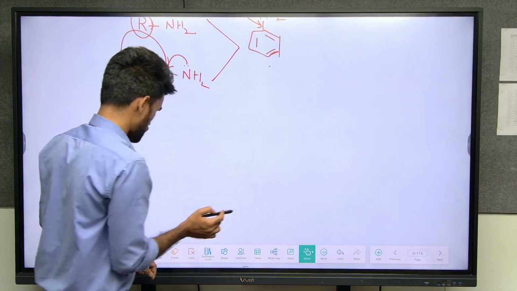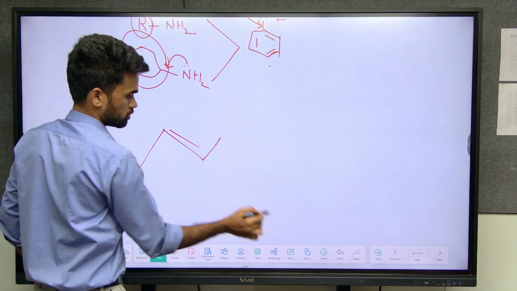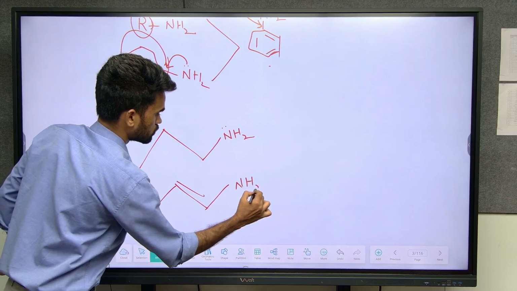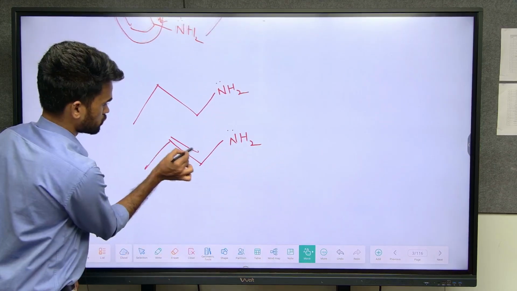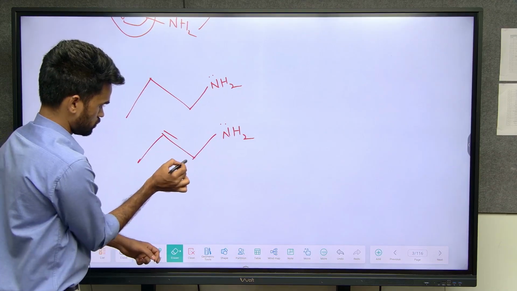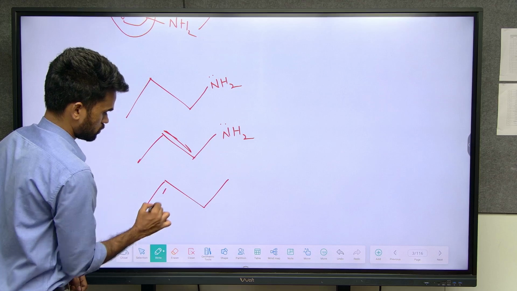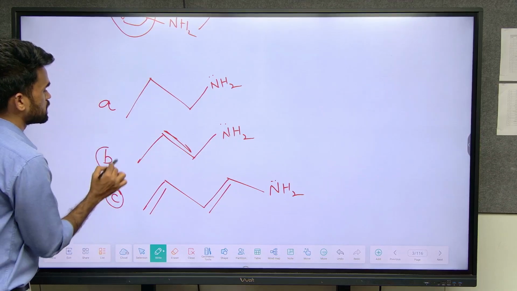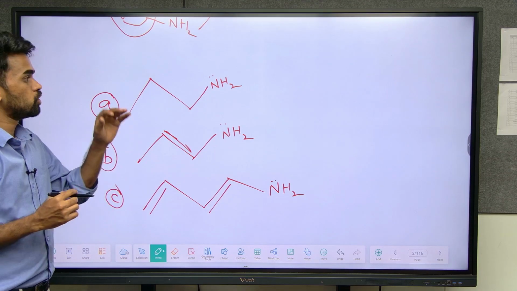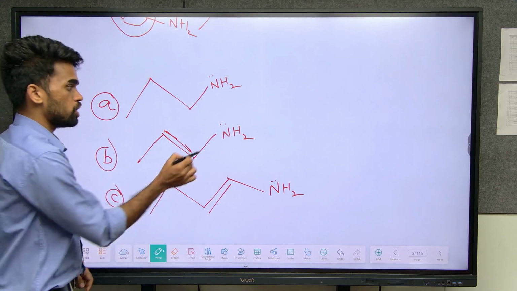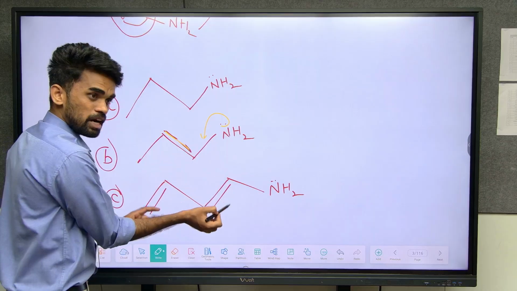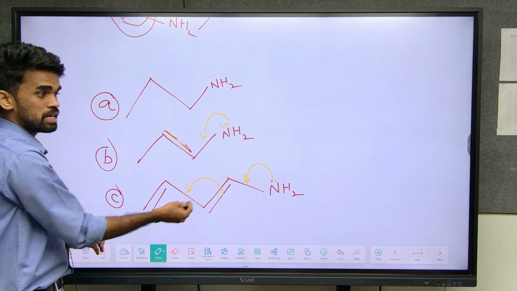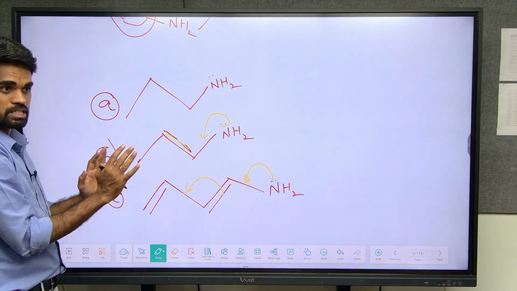Okay, now look at this, what I am writing. A, B, C. So which is more basic, they will ask here. Why A? No conjugation. Perfect answer. In the second compound, conjugation is there with one pi bond. In the third compound, conjugation is there with two pi bonds. It means more conjugation. If more conjugation, less available, less basic. So you got the concept now? So what is the answer?